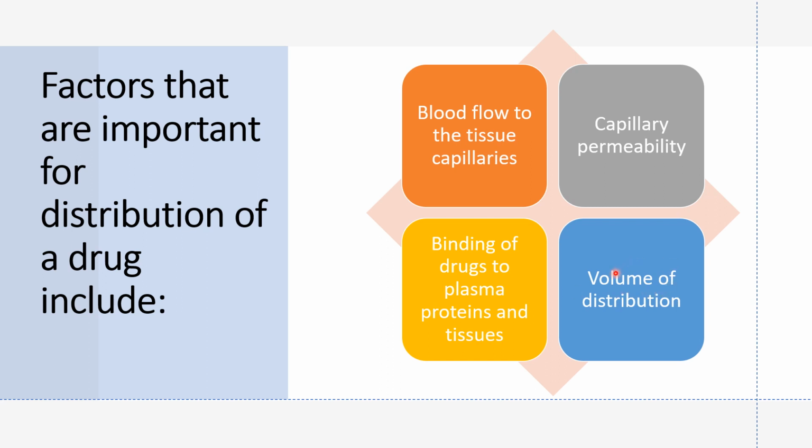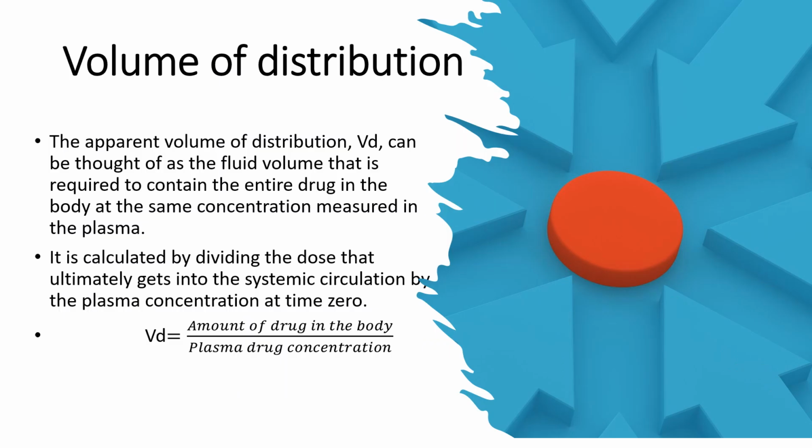The next factor is volume of distribution. So volume of distribution is basically the fluid volume that would contain the entire drug that would be present in the body at the same concentration that would be measured in the plasma. It is basically calculated by dividing the dose of drug that is present in the body by the plasma concentration of the drug at 0 time.